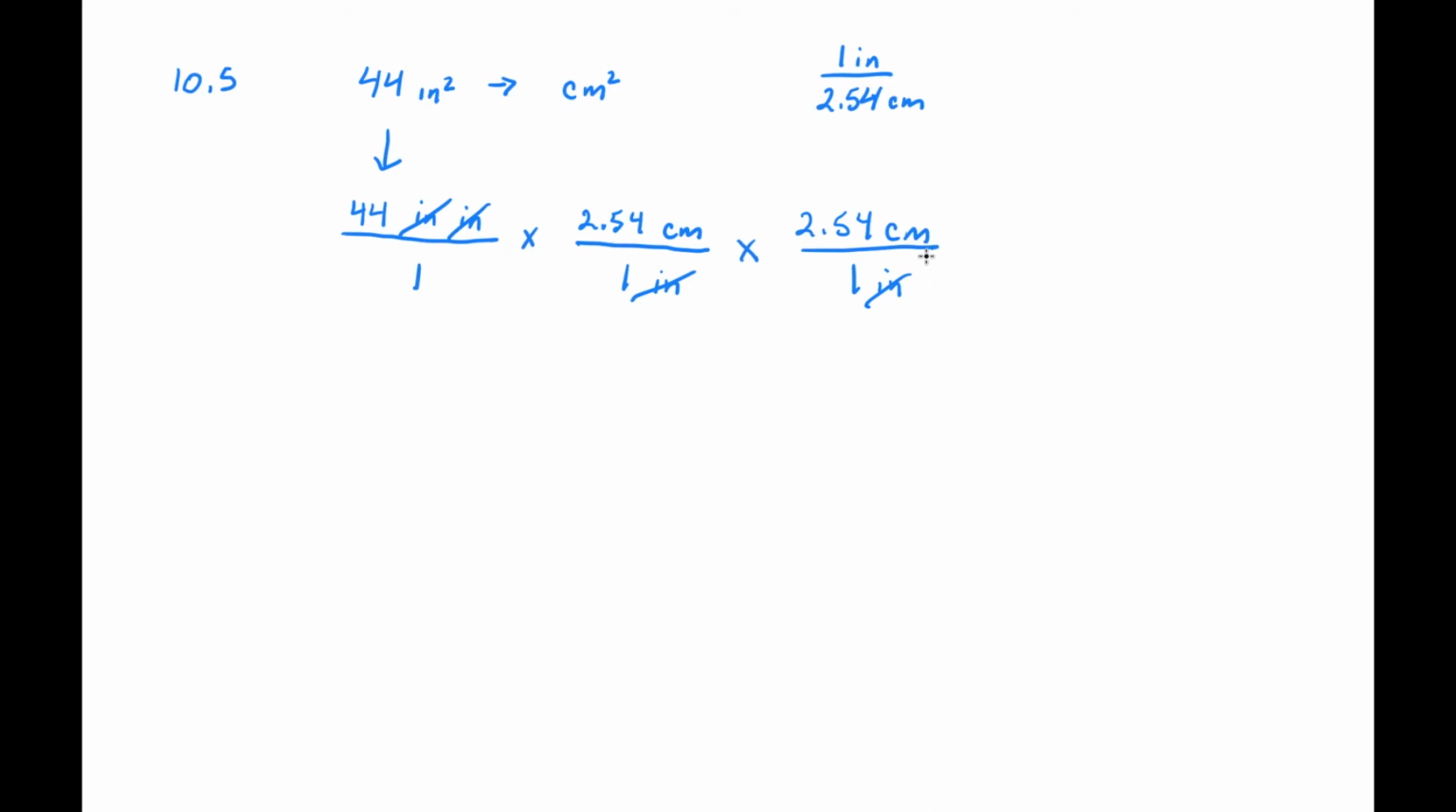Now we can do the math, and everything is over 1, so we're not going to have a fraction at the end. So we would have 44 times 2.54 times 2.54, and that would be centimeters. And we have 1, 2 units of centimeters, so that's going to be your 2 over here. See how that works? Now you could write this a different way. You could say 44 times 2.54, and there's 1, 2 of them, centimeter square. That's an accurate answer.